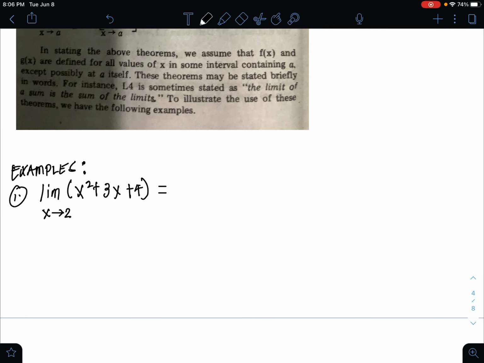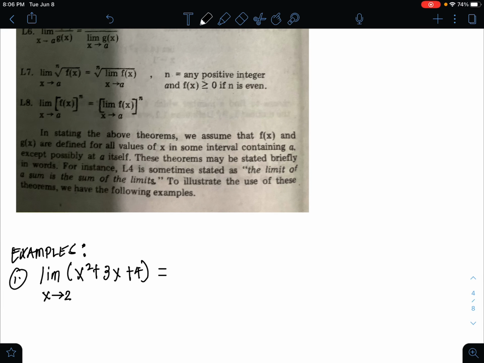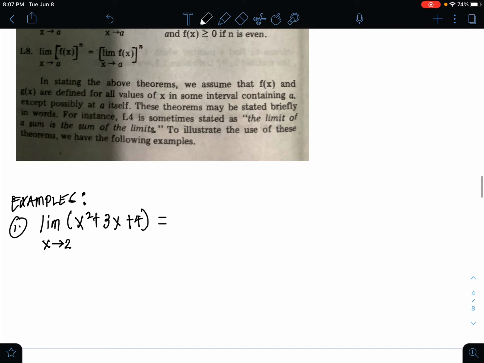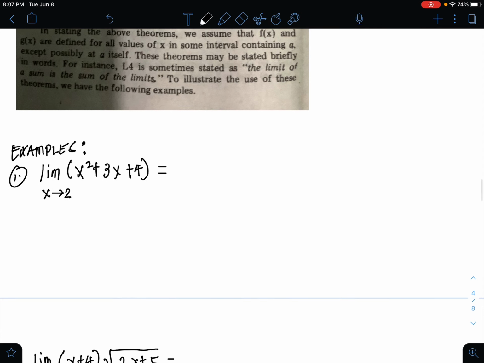Here we have the limit of x squared plus 3x plus 4 as x approaches 2. How do we find the answer? So by using the theorems above, we can actually find the limits without direct substitution first. Okay, let's solve it in a step-by-step manner. So this one has plus signs, right? You can see plus signs here.